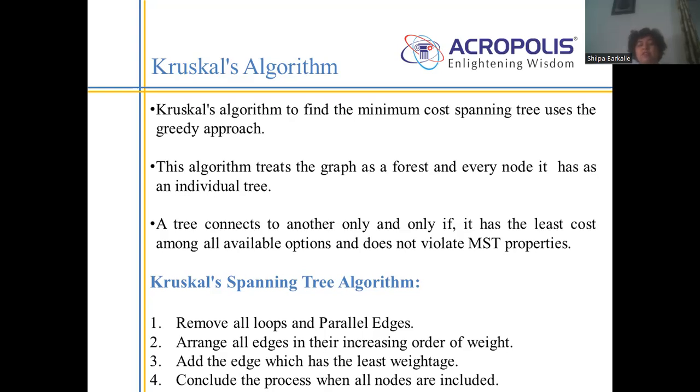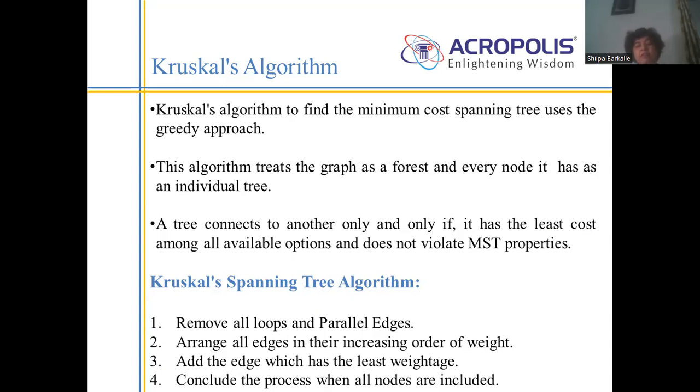Kruskal's algorithm treats the graph as a forest. A forest is nothing but a collection of trees. In a general sense, when there are n number of trees, a collection of trees, we call it a forest. Similarly, in graph theory, when there are n number of trees, we call it a forest. So Kruskal's algorithm treats the graph as a forest.